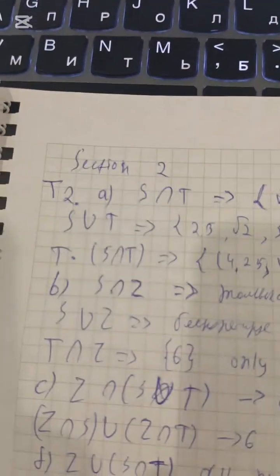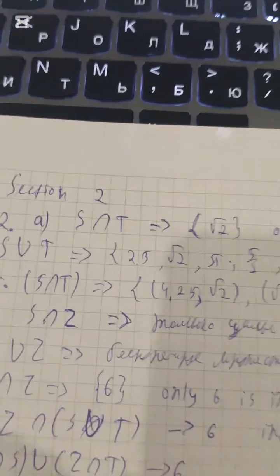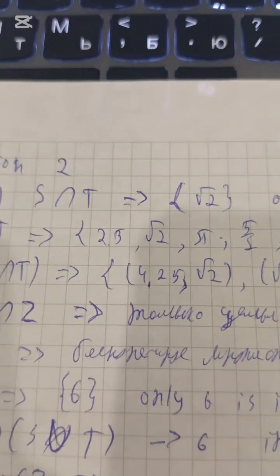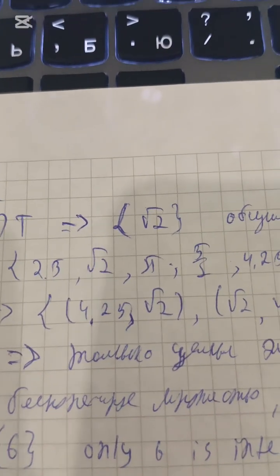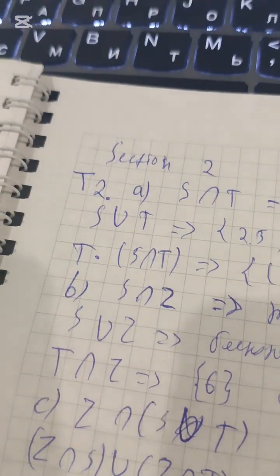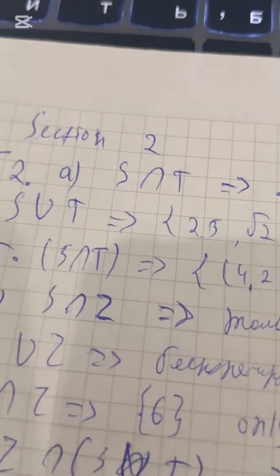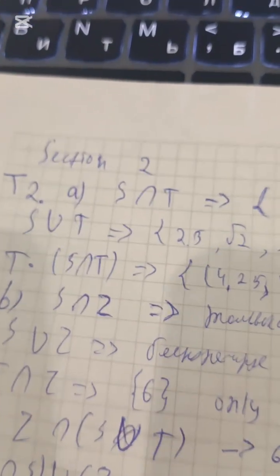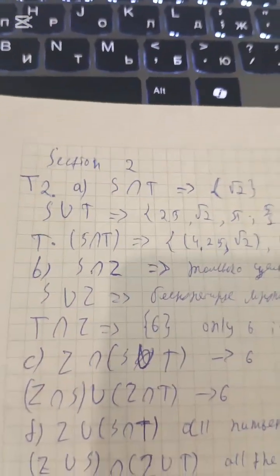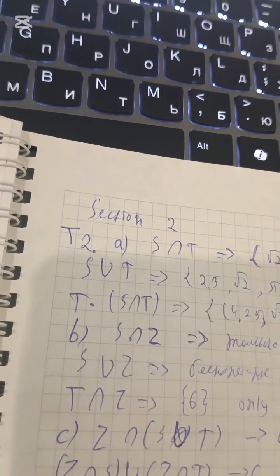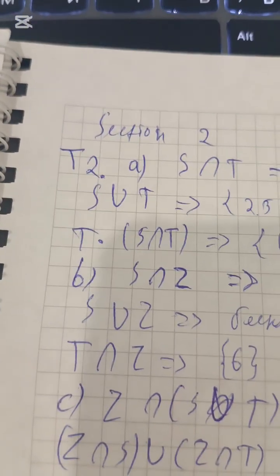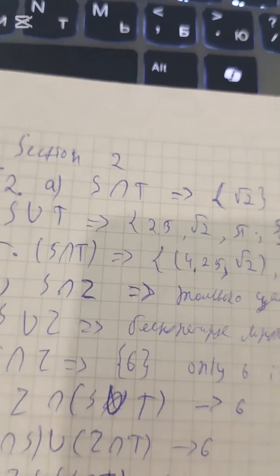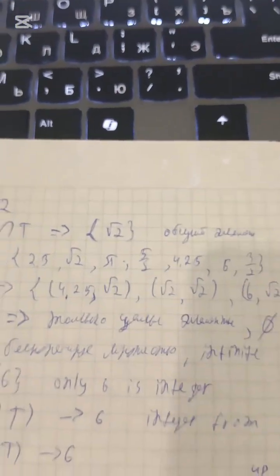Starting from section 2, task 2a. This means that it will find different elements from S and T, that is square root 2, and in the next it will find unique elements from these two sets, and it will be these elements. And in the next it will find the pairs of square root 2, and the answer will be like that.